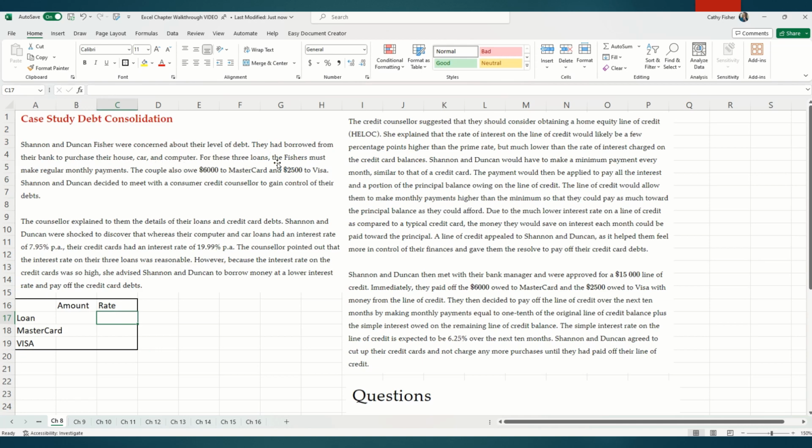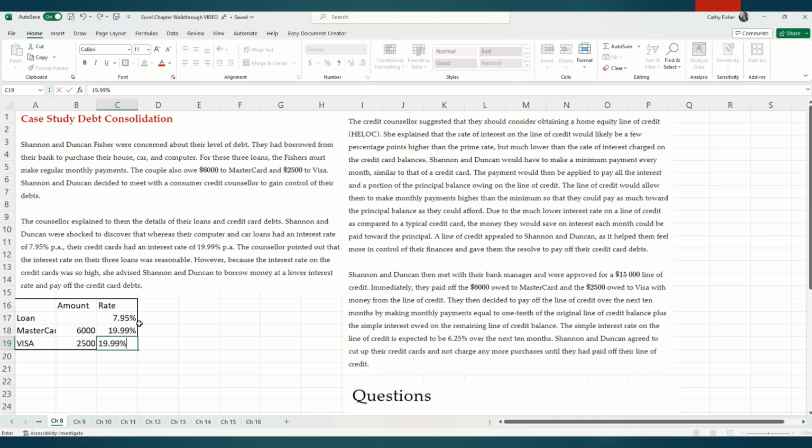They borrowed for these loans, they must make regular payments. The couple owe $6,000 to MasterCard and $2,500 to Visa. The counselor explained to them the details of their loans and credit card debts. Shannon and Duncan were shocked to discover that whereas the computer and car loans had an interest rate of 7.95% per annum, their credit cards had an interest rate of 19.99%. It was 19.99% for this one too.